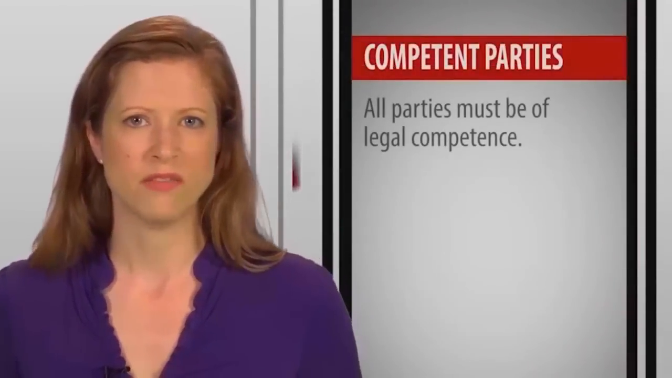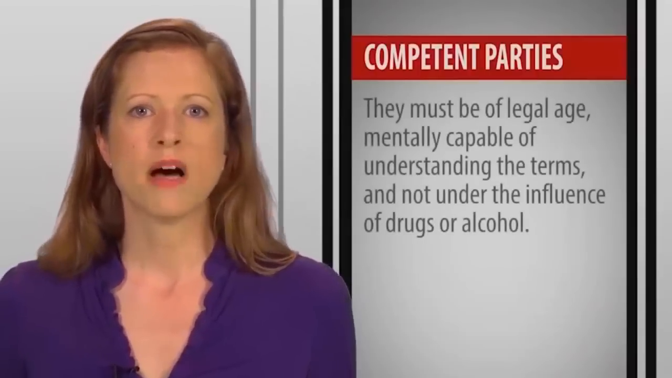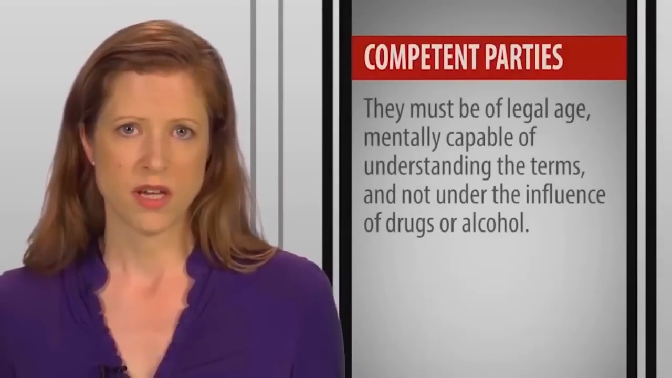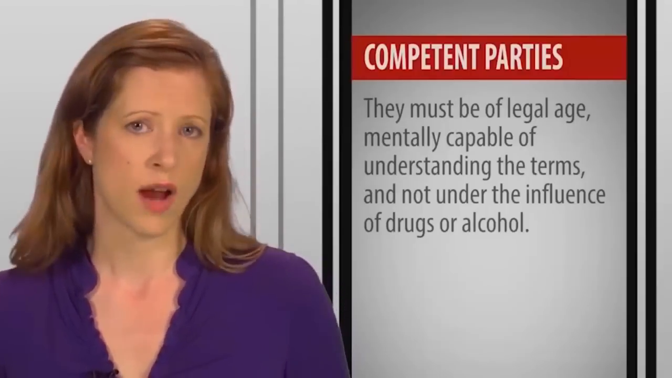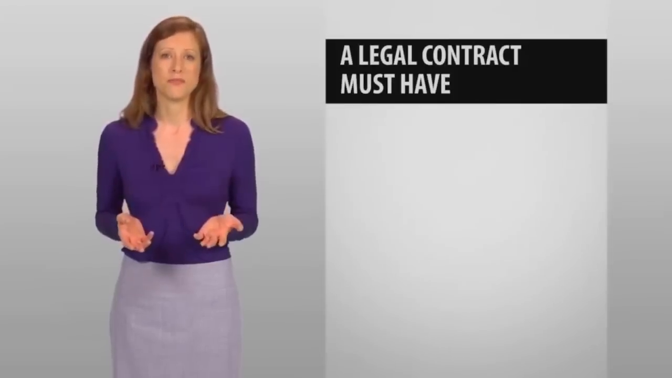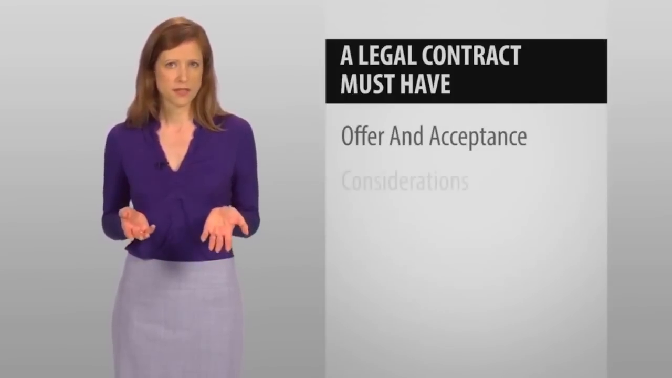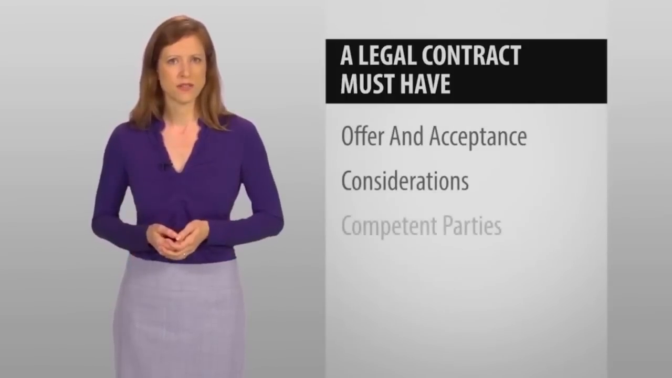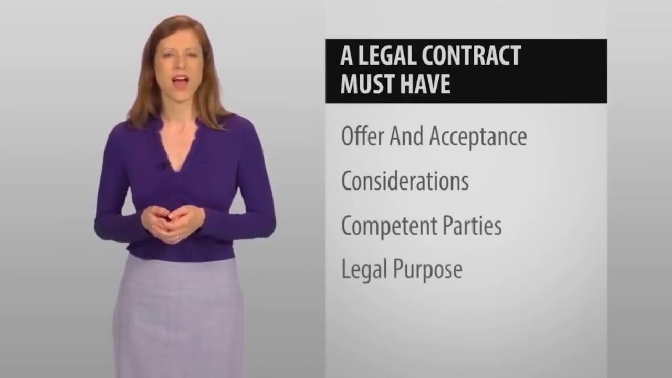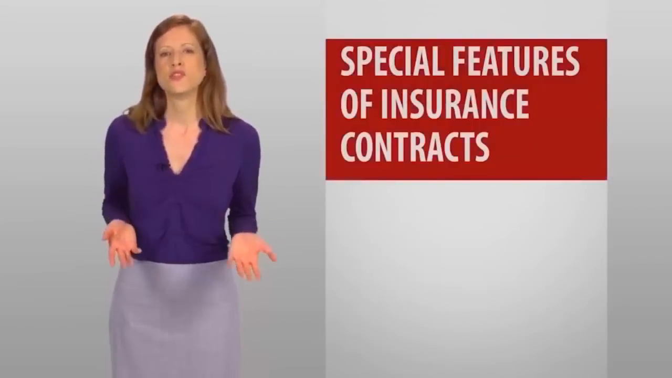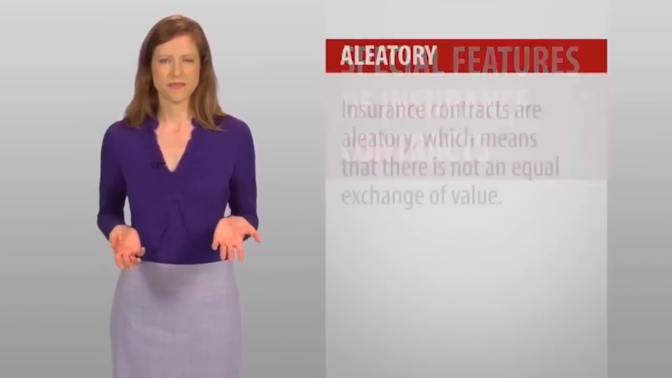Competent parties. All parties must be of legal competence, meaning they must be of legal age, mentally capable of understanding the terms, and not under the influence of drugs or alcohol. And to review, a legal contract must have offer and acceptance, considerations, competent parties, and legal purpose. Special features of insurance contracts.